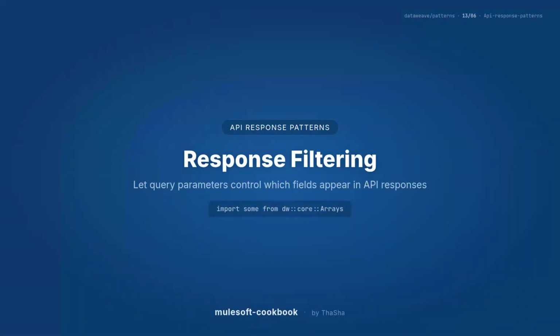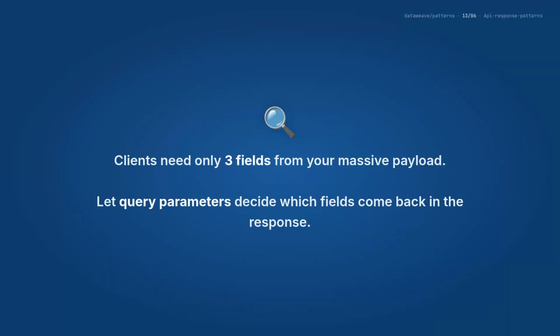Dynamic API field filtering with query params in DataWeave. I'm building a customer API at a fintech startup and the mobile team keeps complaining. They only need name, email, and city. But we're sending back a 9-field payload every time. They want a fields query parameter so they can pick exactly which fields come back in the response.